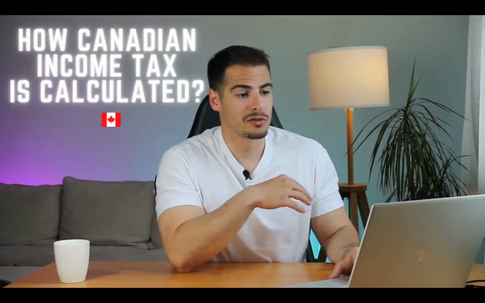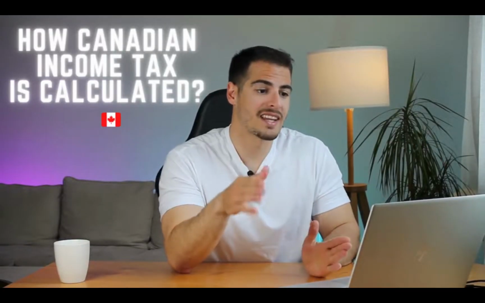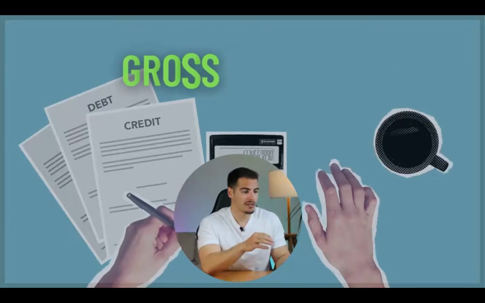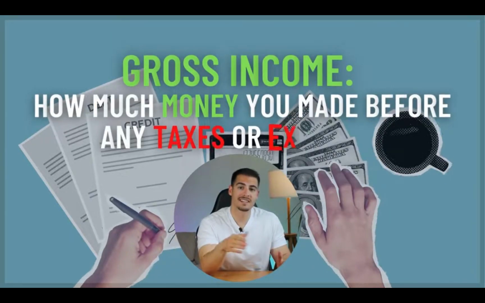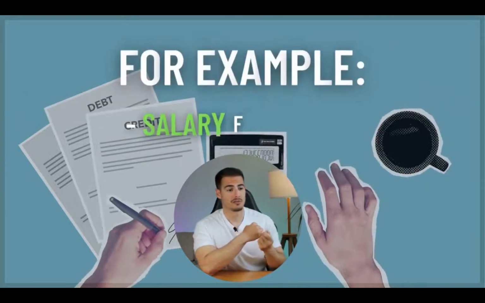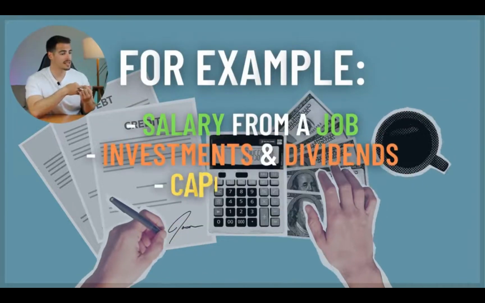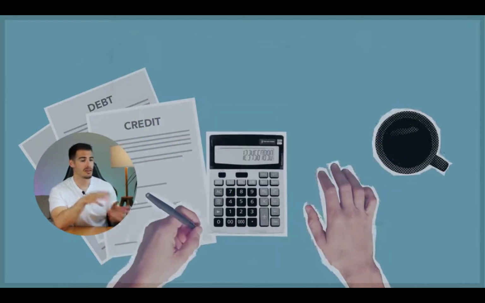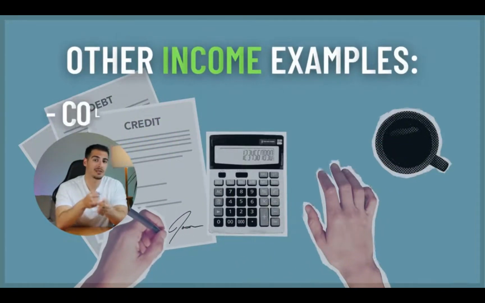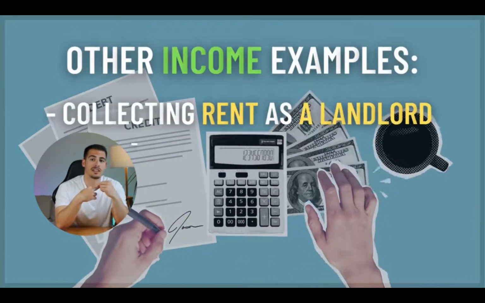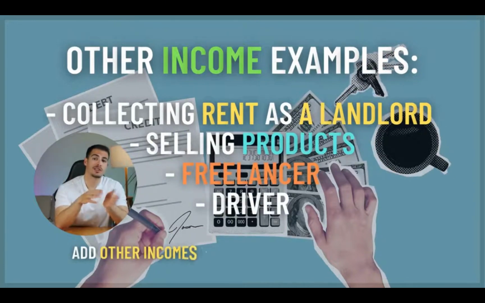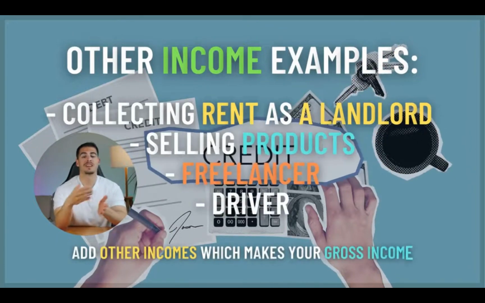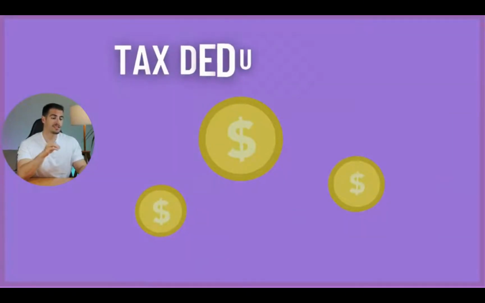Before we jump into the tutorial, let's go over how your Canadian taxes are calculated. First of all, you need to enter your gross income, which is how much money you made before any taxes or expenses. It could be a salary from your job, investment, dividend, or capital gains. Now, if you're running a side business, if you're a landlord or you collect rent, if you're selling products online, or if you're a freelancer or an Uber driver, you need to enter that business income as well, which makes your gross income.